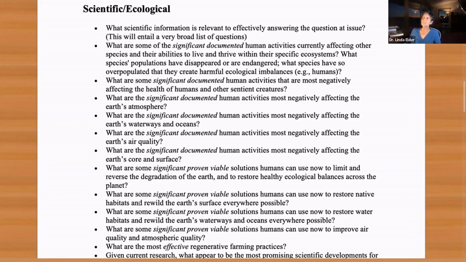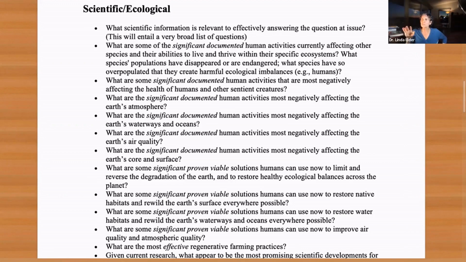What are some significant documented human activities that are most negatively affecting the health of humans and other sentient creatures? What are the significant documented human activities most negatively affecting the Earth's atmosphere, the Earth's waterways and oceans, the Earth's air quality, the Earth's core and surface? See, I just went down through that list. But notice some of the important moves that are being made here.